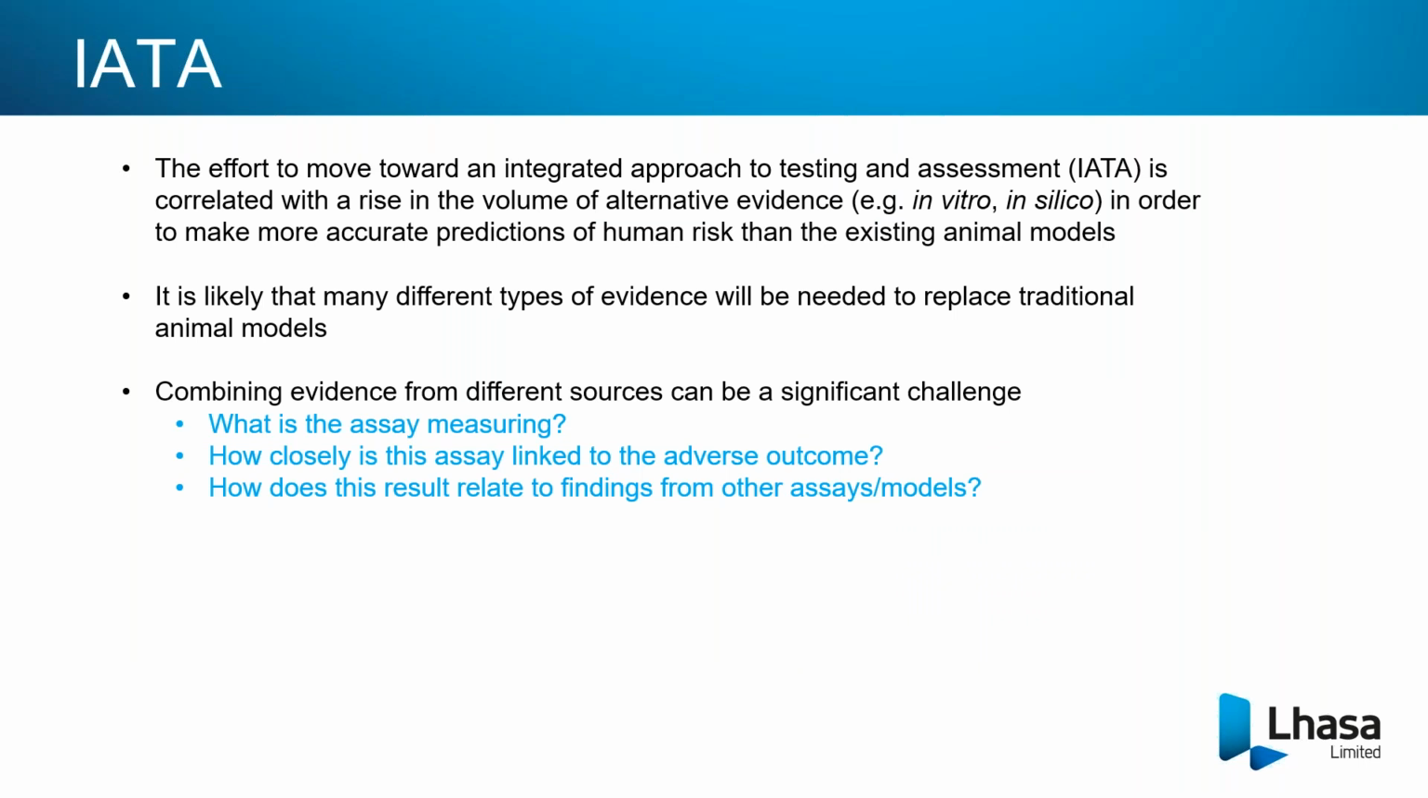So this moves us on to an IATA. There's a concerted effort in many industries to move towards an integrated approach to testing and assessment, as much more testing is done using alternatives, and the amount of evidence available for substances is larger. As I said, a test in isolation may not give the full picture when it comes to carcinogenic risk in humans. So if you compile all that different data, this is the most likely way that traditional animal models will be replaced. However, with evidence coming from many different sources, how can an overall conclusion be reached?